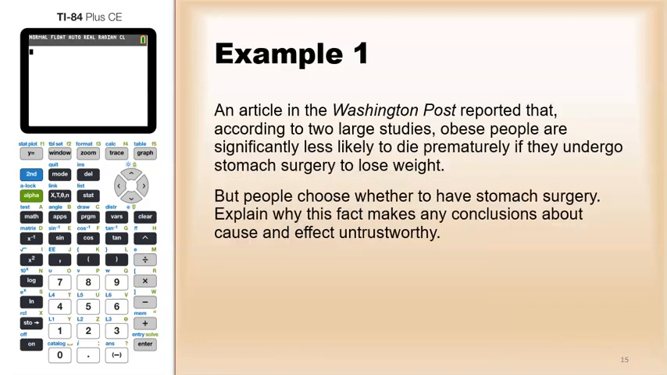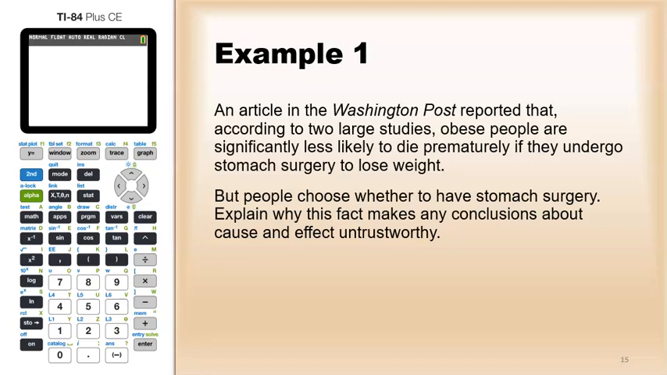All right, let's take some examples. An article in the Washington Post reported that, according to 2 large studies, obese people are significantly less likely to die prematurely if they undergo stomach surgery to lose weight. But people choose whether they have stomach surgery, so explain why this fact makes any conclusions about cause and effect untrustworthy.